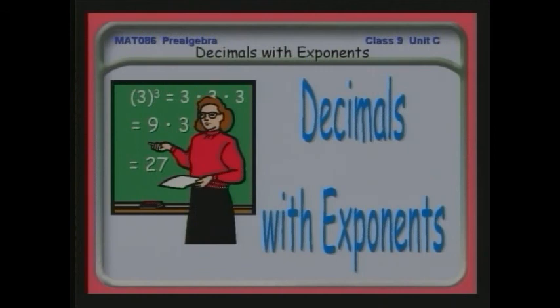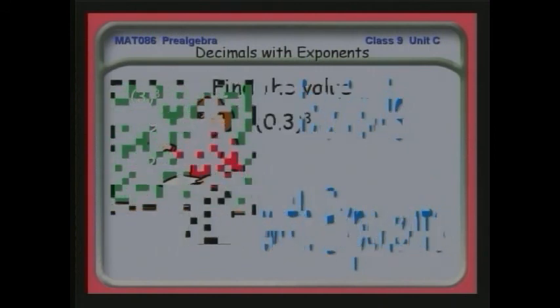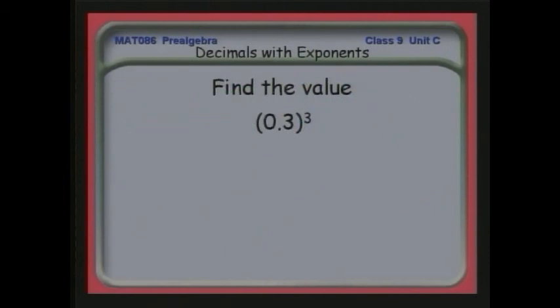Let's look at decimals with exponents now. For example, suppose we have 0.3 cubed. What should we do with that? We need to remember what cubed means. It means that thing times itself 3 times.